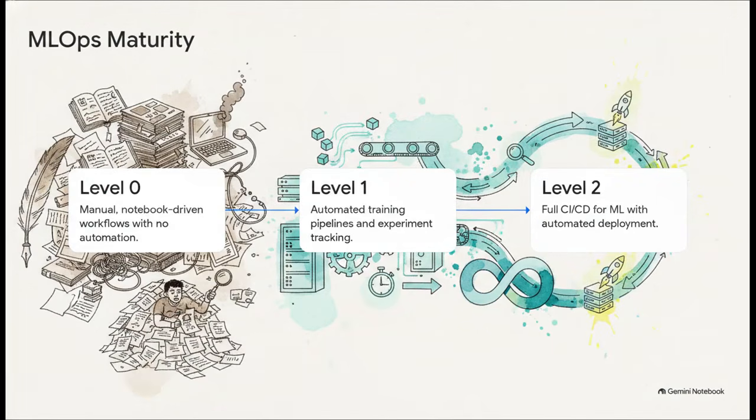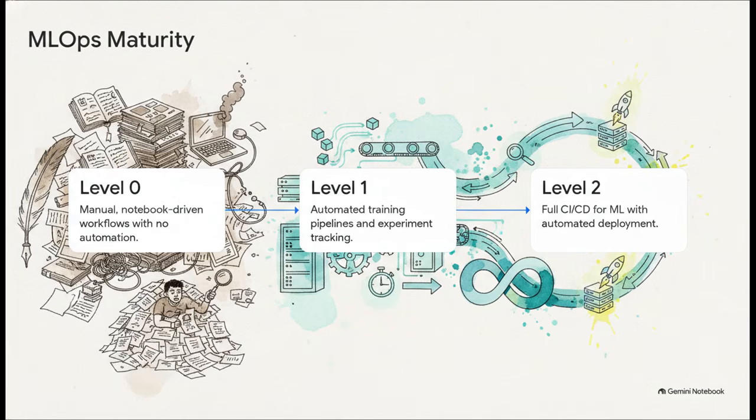Honestly, most enterprises right now are completely stuck at level 0. We're talking highly manual, notebook-driven work with 0 automation and basically no monitoring. Level 1 is where things get interesting. That's where we start seeing automated training pipelines and proper experiment tracking. When new data arrives, the models retrain automatically.